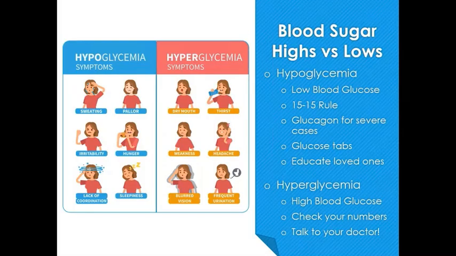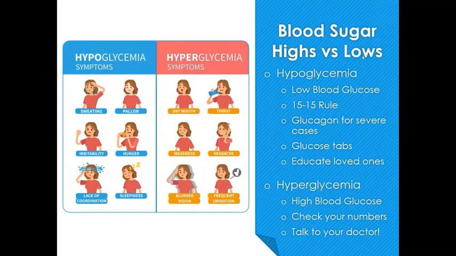Okay, blood sugar highs versus lows. With low blood sugar, also known as hypoglycemia, symptoms include sweating, irritability, hunger, lack of coordination, and sleepiness. To treat low blood sugar, take 15 grams of carbs every 15 minutes until blood glucose has stabilized above 70. Examples of 15 grams of carbs include 3 glucose tablets, 4 ounces of fruit juice or regular soda, not diet soda, 6 hard candies, or 1 tablespoonful of plain sugar.